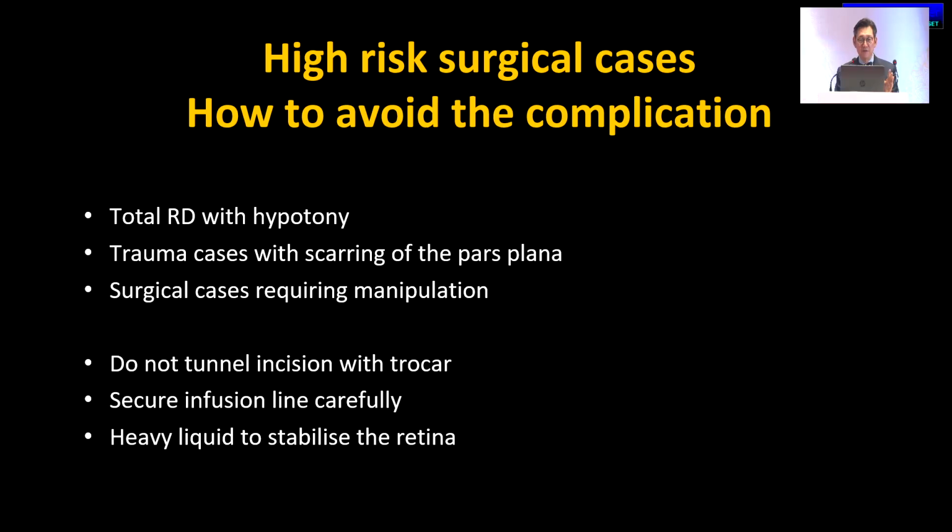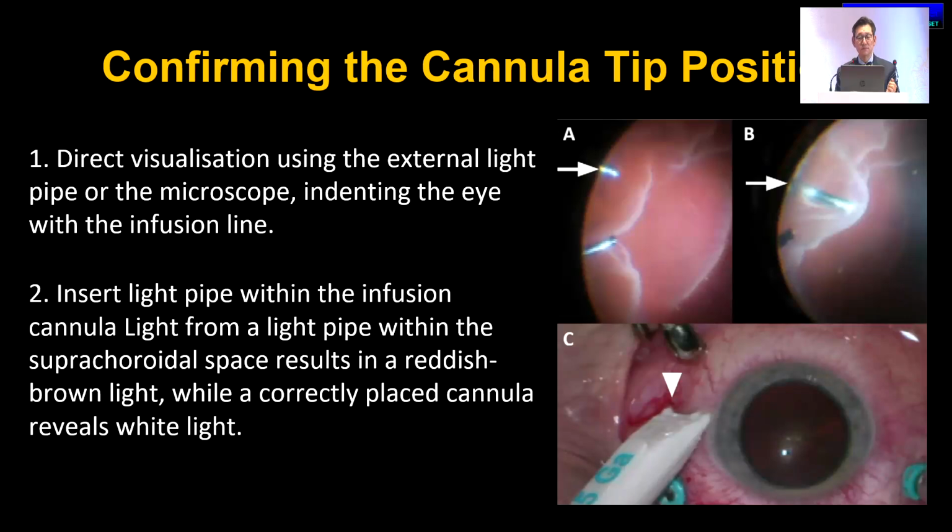So a couple of tips. When this happens, I'm thinking in my mind, don't tunnel the incision with the trocar. Go straight in. Make sure that the infusion line is very, very carefully secured, and heavy liquid can help to stabilize the retina as well. So, confirming the tip of the cannula, it would seem pretty straightforward, right? So we will look from the side, we would use a forceps and push it in. That is, we directly visualize it.